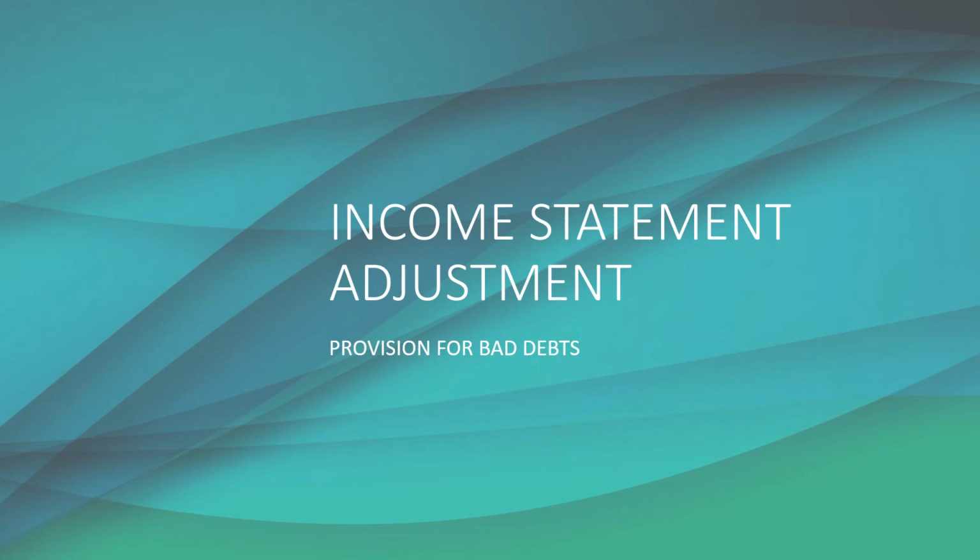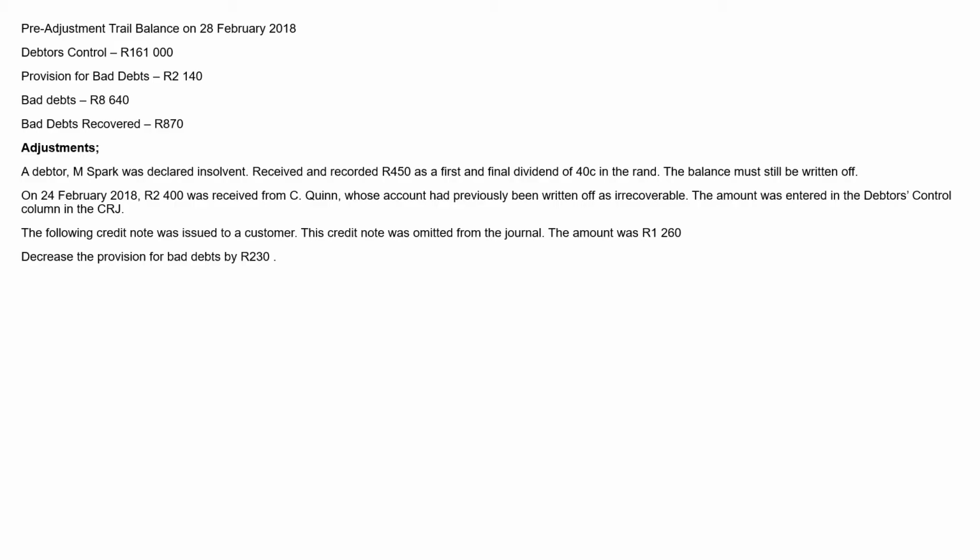Hello everyone. On this particular question, I was still looking at provision for bad debts, but it's kind of like including bad debts recovered and adjustment on the debtors control or debtors. Then you're given the amount of the increase in the provision for bad debts. So it's the same provision for bad debts, but with a number of parts that are involved in it. Let's look at the question.